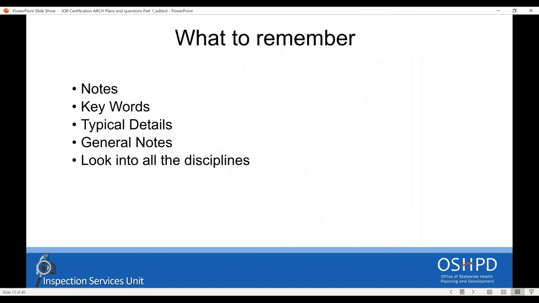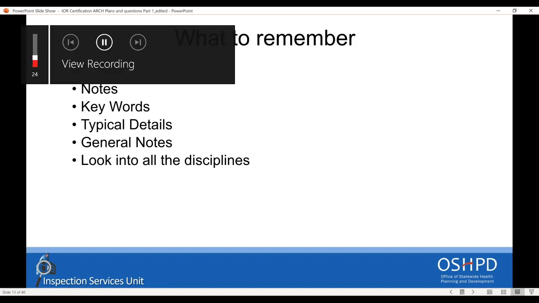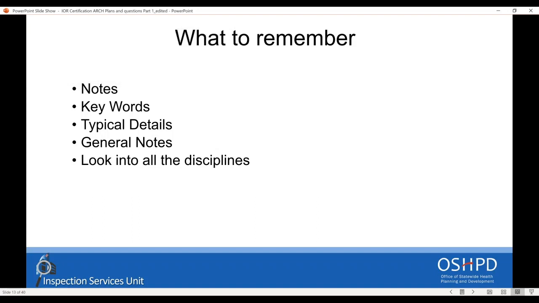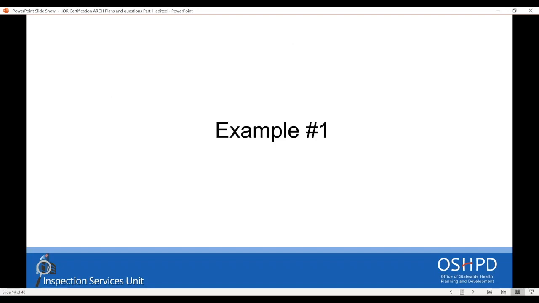Something we would like to remind you is what you need to look for in the drawings. You need to look into notes, keywords, details, typical details, and general notes. But most important, you sometimes need to look at other disciplines, because to make a good project, all the disciplines need to talk to each other. This means that sometimes some information that you might think is in the architectural plans is not. So you might look into the structural drawings or the mechanical drawings and so on.